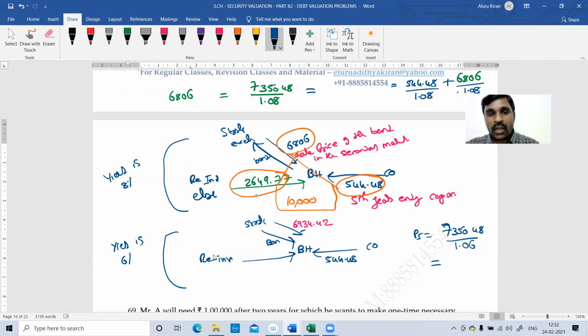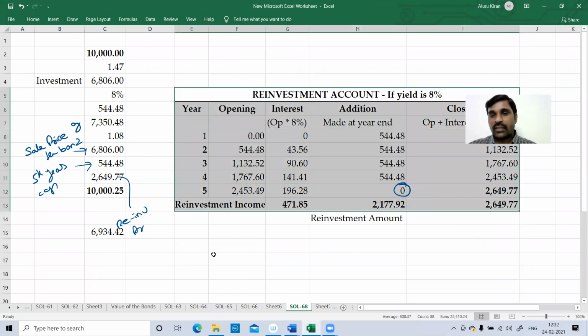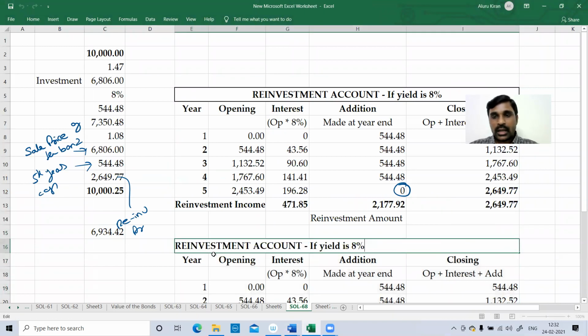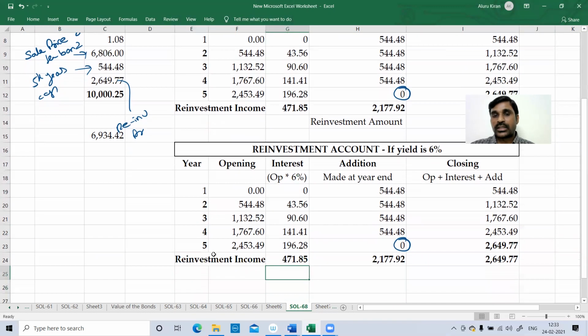Look at this. From reinvestment, the same table: reinvestment account if the yield is 8%. Now I have to take out this point. Reinvestment income if the yield is 6%. Okay, the same thing, opening into 6%, reinvestment income, this will be 6%.